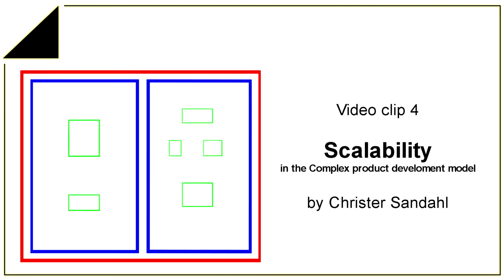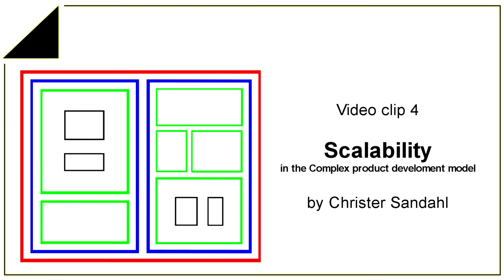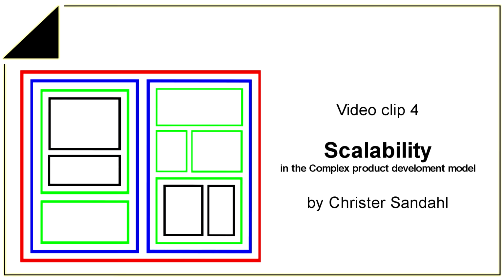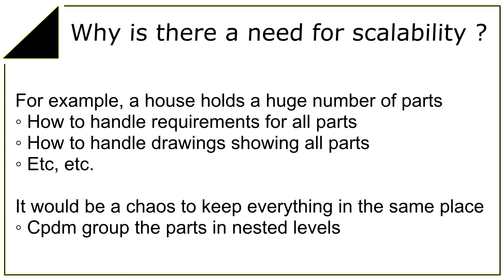Now I want to present the impressive scalability that CPDM offers. Why is there a need for scalability? Development of substantial products involves handling of a lot of complex details. In order to be efficient and to avoid chaos, all parts must be controlled in a smart way. CPDM supports a hierarchical nested box structure for this.